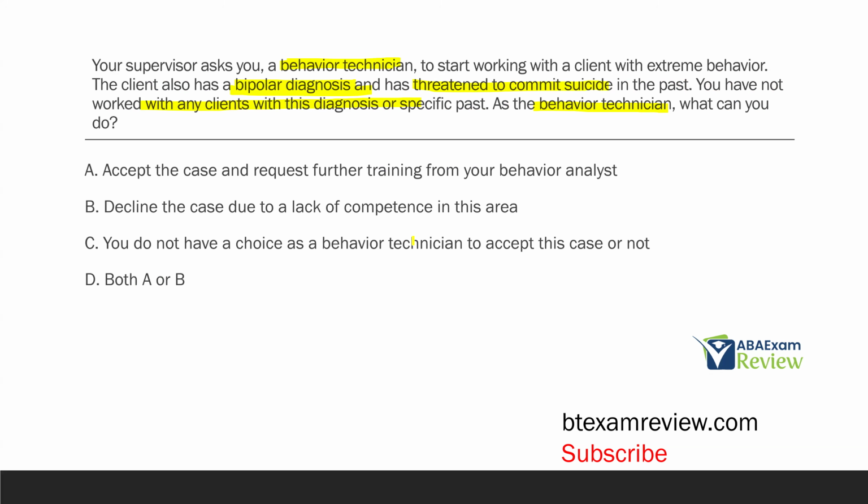Now, what about C? You do not have a choice as a behavior technician to accept this case or not. Now, that's not necessarily true because there are extenuating factors like diagnosis and the suicidal past that give you the right as a technician. Now, does that mean that you have the right to reject any case and pick and choose your cases? No, because there are competencies you gain working as a technician. And most of you will be working with people with autism, and so you're going to gain a competence with autism. The difference here is the extra diagnosis and the addition of this suicidal past. That gives you more of a right to say, well, I'm not comfortable, I'm not competent.